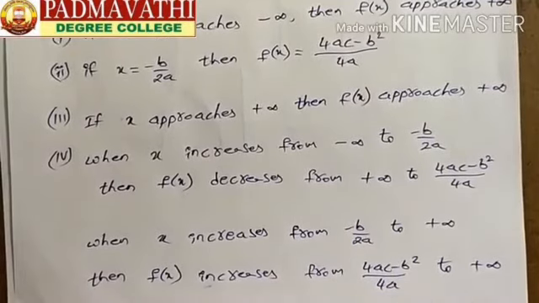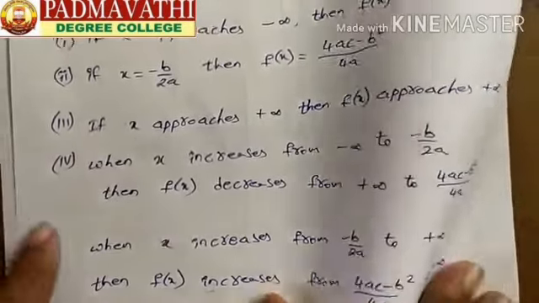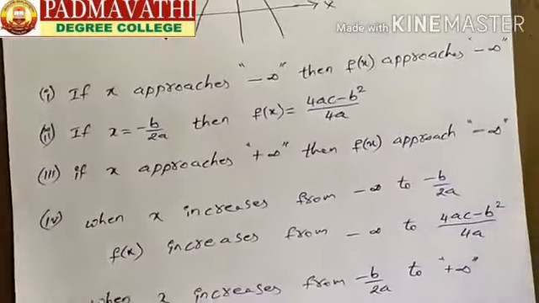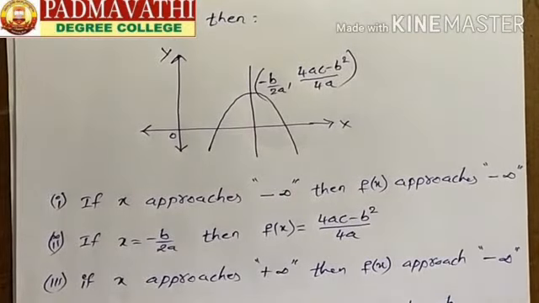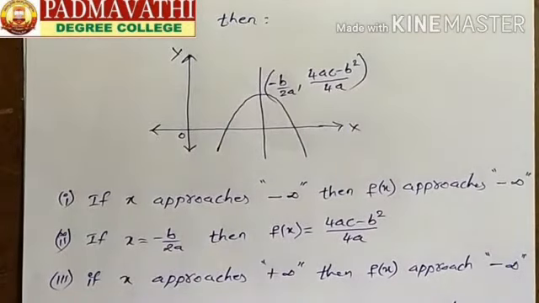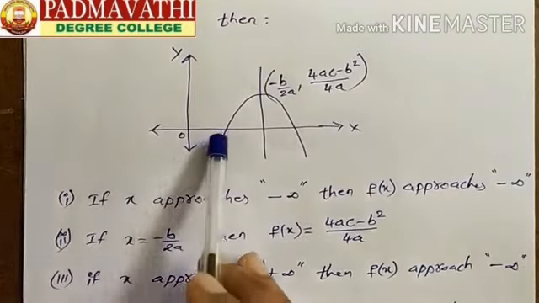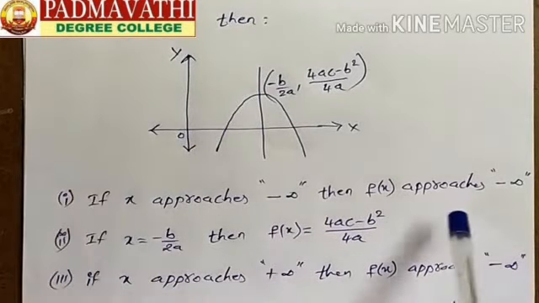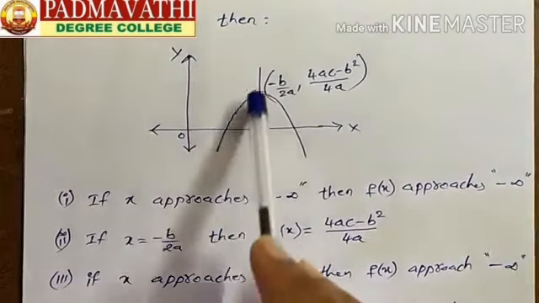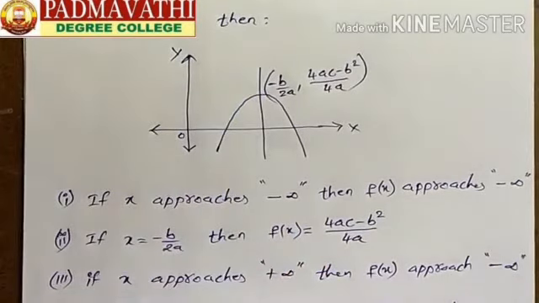And similarly, second case, if a is less than 0, then here also I draw one graph. Here the curve is opening downwards. So look at this. First point is x approaches minus infinity, then f of x approaches minus infinity. So from the negative side we are coming. x approaches negative infinity, then f of x approaches negative infinity. So this curve is also going downside.